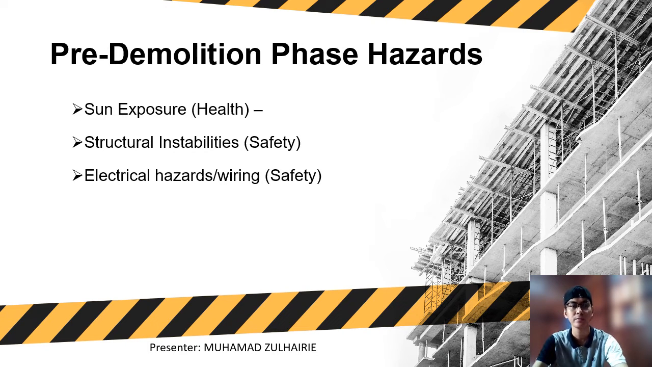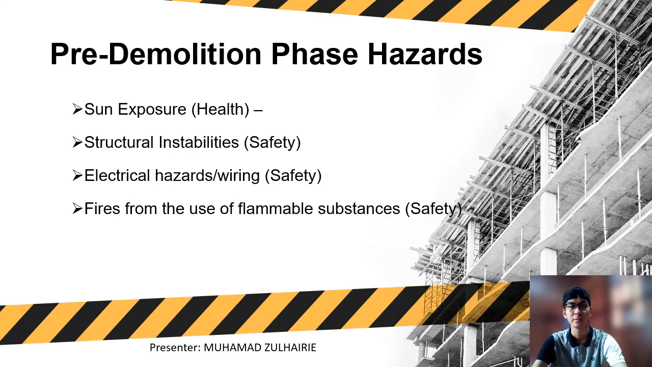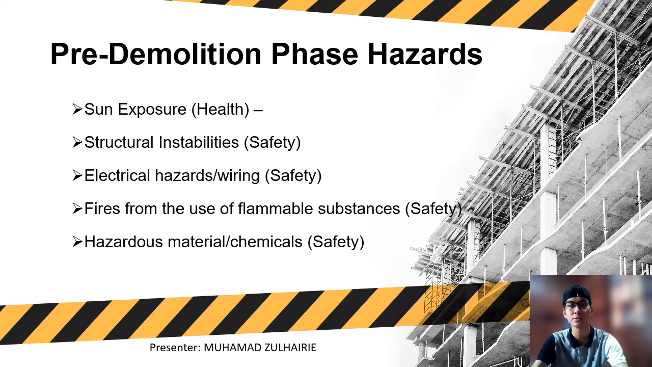The third one is electrical hazard and wiring. It is for safety, of course. Before we demolish the building, we must make sure the electrical hazard and wiring have been disconnected from the building before we do the demolition part. Last but not least, fire from the use of flammable substances. Since we use explosives, it's very dangerous, so we must make sure that our substances are kept far away from fire. And the last one is hazardous material and chemicals. Like I said earlier, we use explosives, so we must take care of our hazardous materials and chemicals and make sure everybody follows the standard procedure while handling the material.